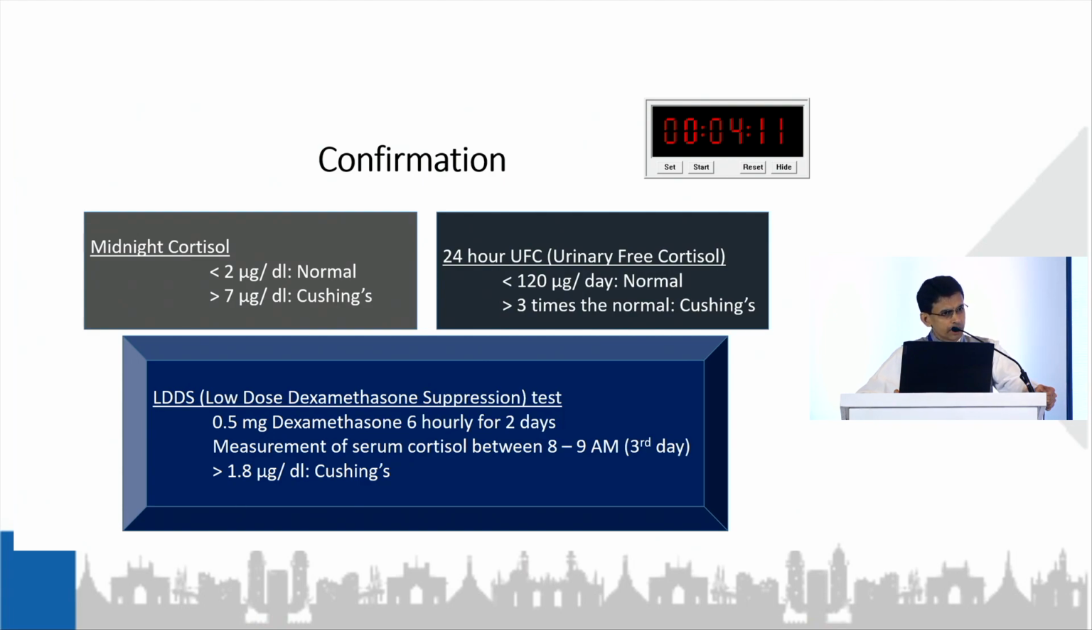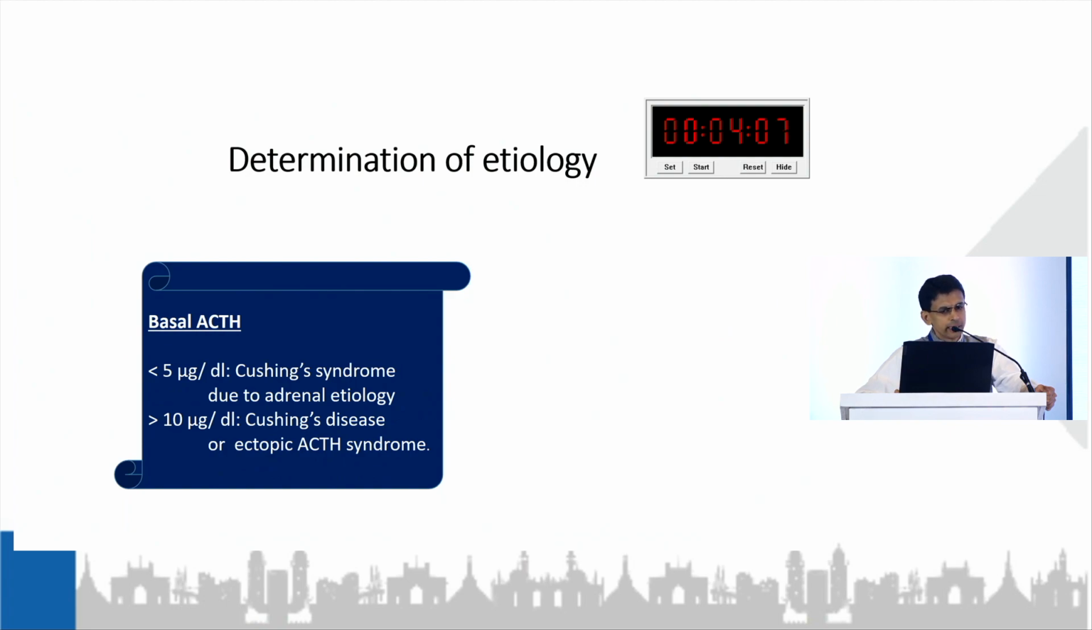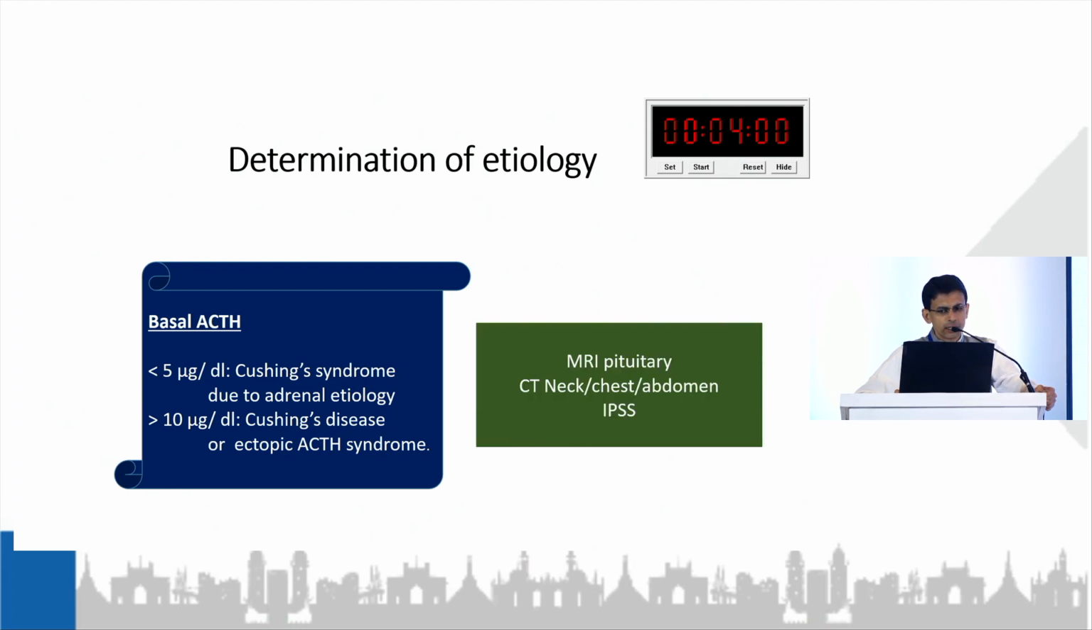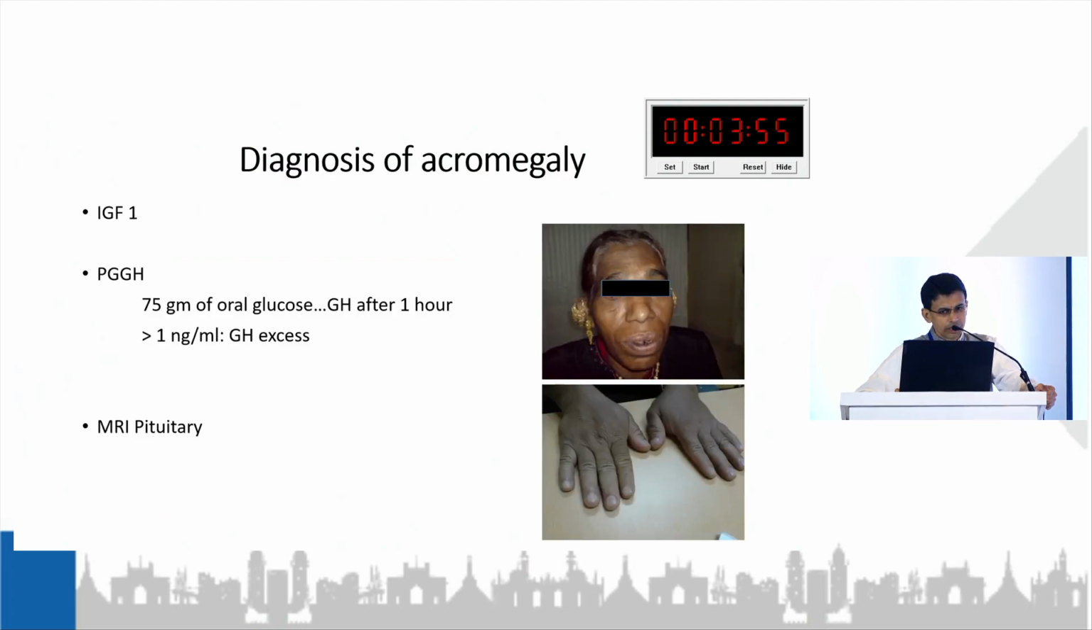Once the endogenous hypercortisolemia is confirmed, you can do basal ACTH to rule out whether it is a pituitary or ectopic ACTH-induced Cushing's or adrenal disease. MRI or CT neck, all these things will help in the further diagnosis. Coming to growth hormone excess, acromegaly: IGF-1 is the first investigation. If the IGF-1 is high, you can confirm with the OGTT, 75 grams of oral glucose, and growth hormone after 1 hour.